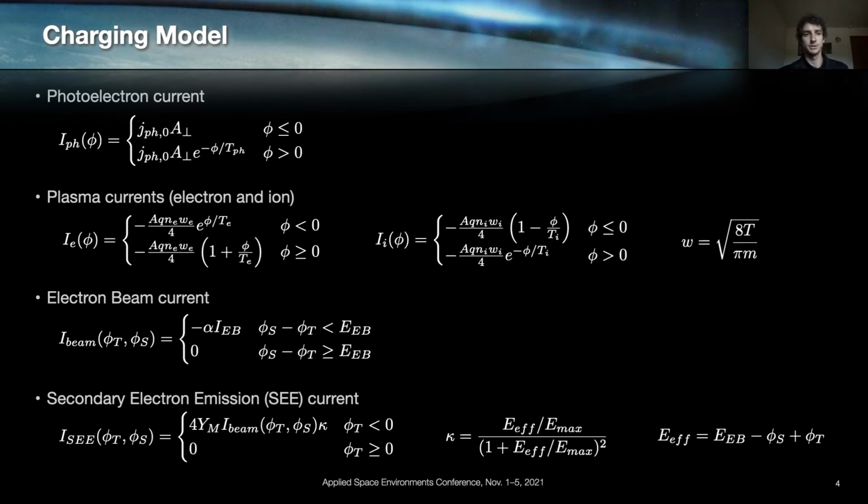Really quickly about the charging model that we're using: we're including a photoelectron current that is generated due to the sun. We also include the plasma currents due to electrons and ions. We have an electron beam current and the secondary electron emission current.